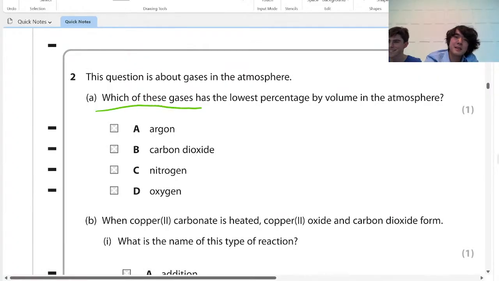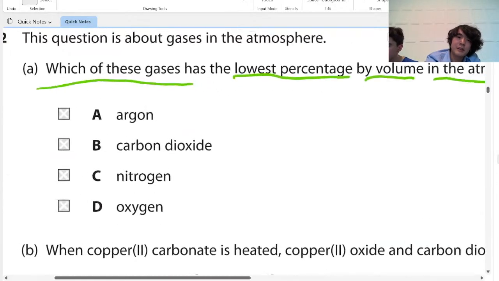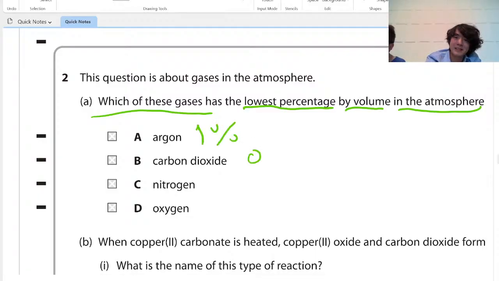Which of these gases has the lowest percentage by volume in the atmosphere? Right, this is just memorization. Argon has 1%, carbon dioxide is 0.04%, nitrogen 70%, and oxygen is around 20%.